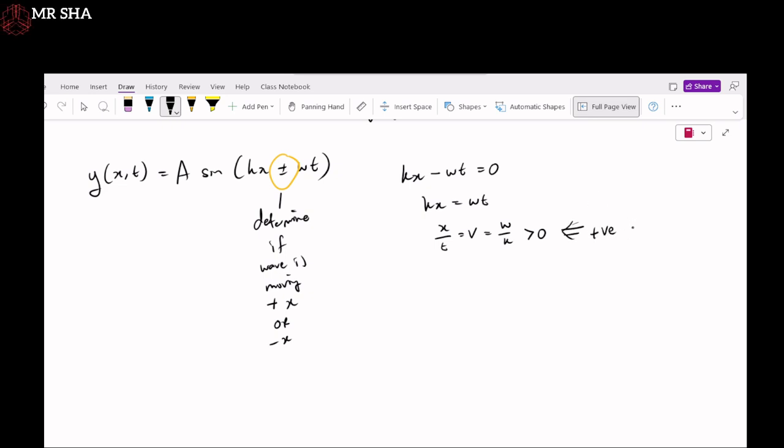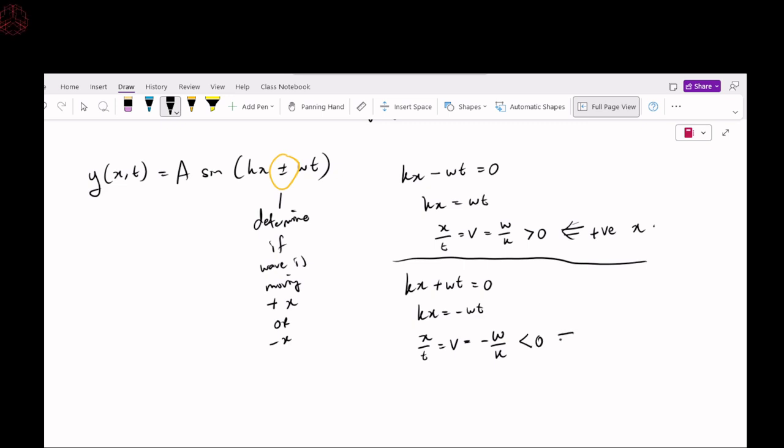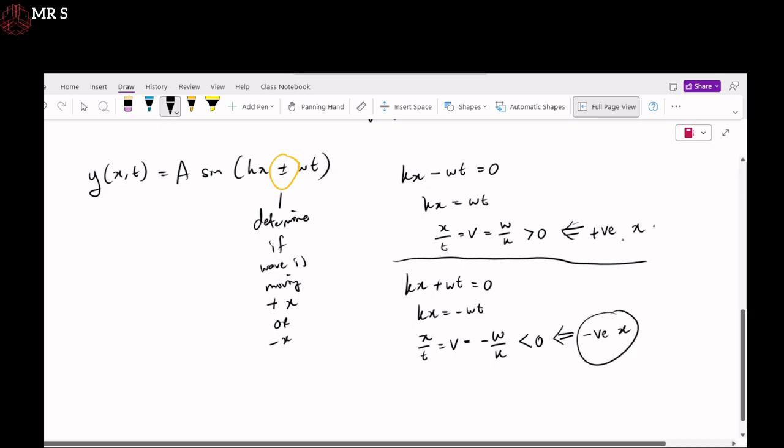Conversely, if I have kx plus omega t equals 0, then kx equals negative omega t. Then my x over t, which is equal to my v, is going to be equal to negative omega over k, which is less than 0. That means that my wave is moving in the negative x direction.